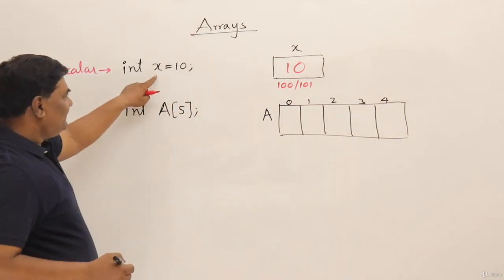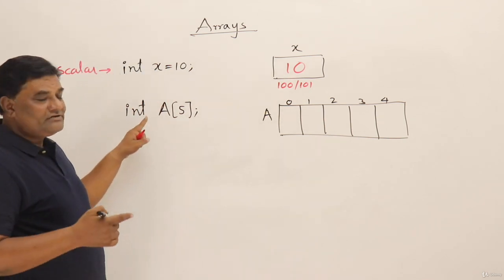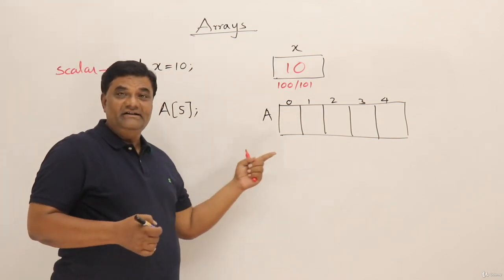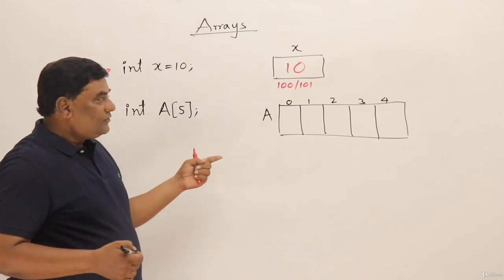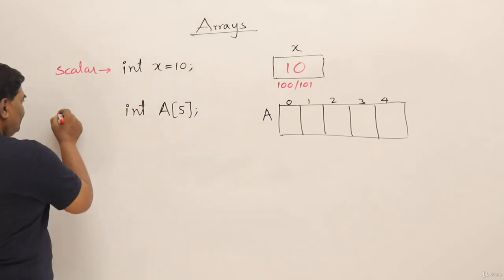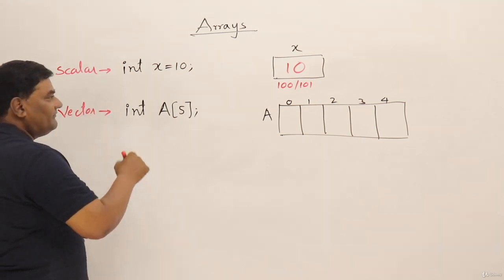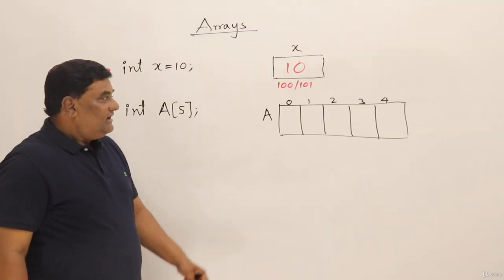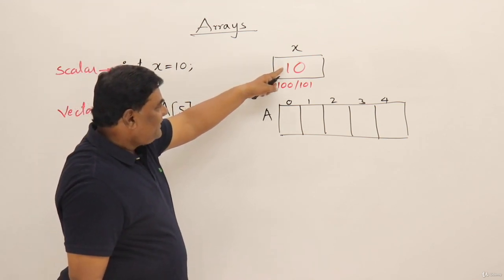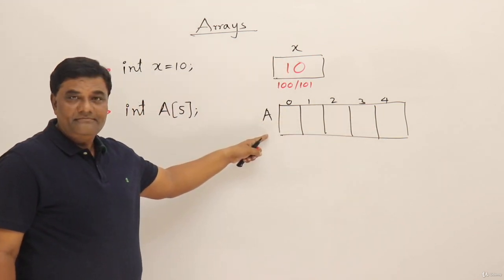Now here this is a scalar variable where I can store just one value. This is a vector variable which also has a dimension. It's a single dimension, so I can store a total of 5 values in this one. So we can call this variable a vector variable. So arrays are vector variables. This is a single integer under the name x. These are 5 integers under the name A.